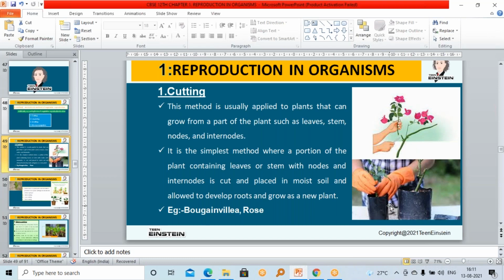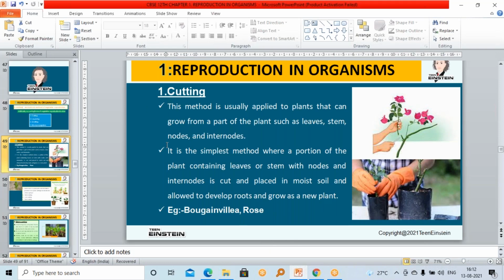Examples are roses. Normally in your home also you will do this with roses. You will cut the parent plant and grow it as a separate plant. In the case of rose and bougainvillea, they are the main common examples. That's why I'm giving this, it is easy to remember. Bougainvillea and rose, in both we are doing this method, cutting.